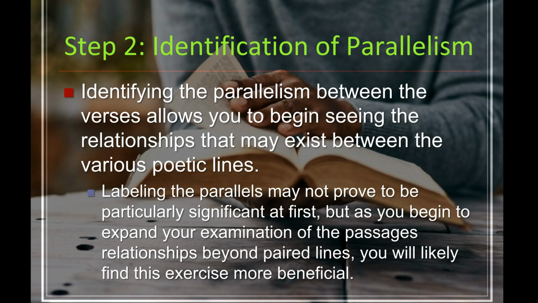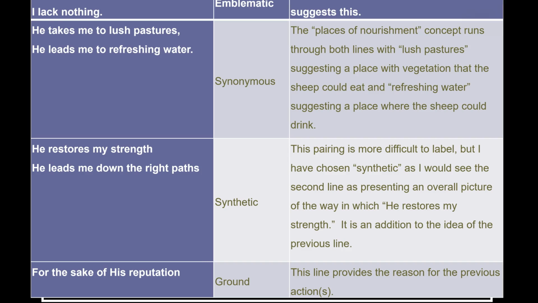After we've completed a version comparison, our second step is identification of parallelism. Identifying the parallelism between the verses allows you to begin seeing the relationship that may exist between the various poetic lines. Labeling the lines may not prove to be particularly significant at first, but as you begin to expand your examination of the passages, relationships beyond paired lines, you will likely find this exercise more beneficial.